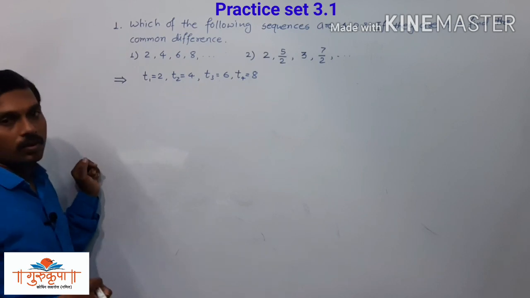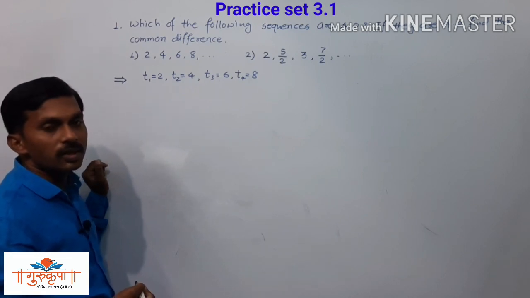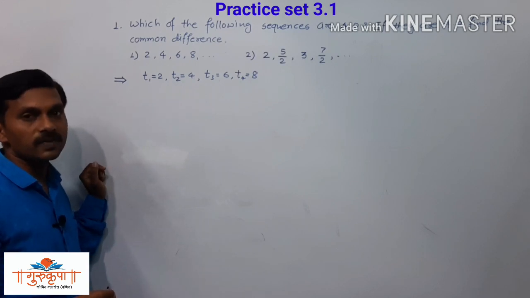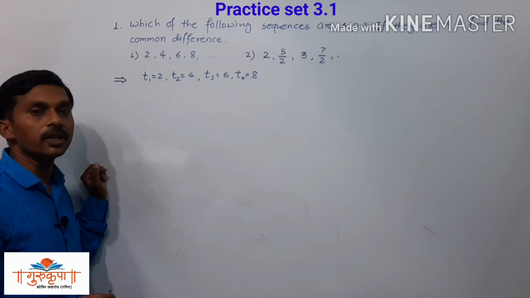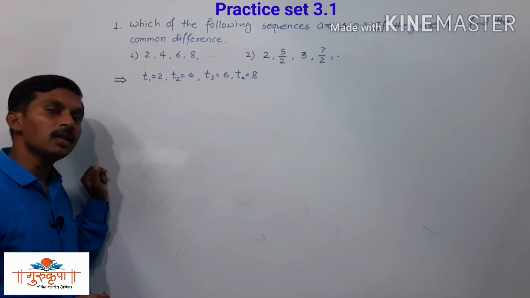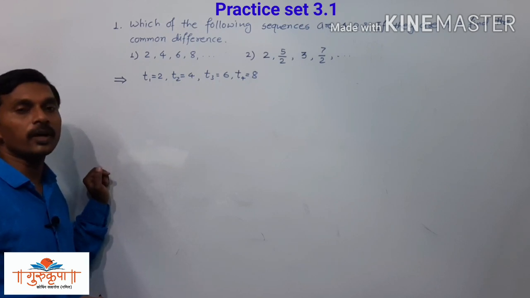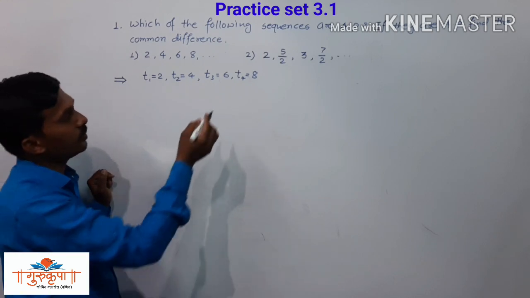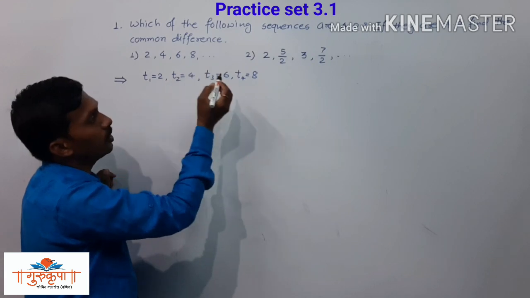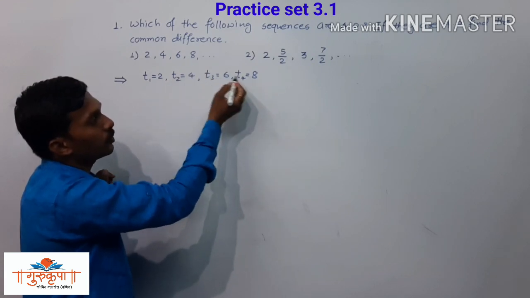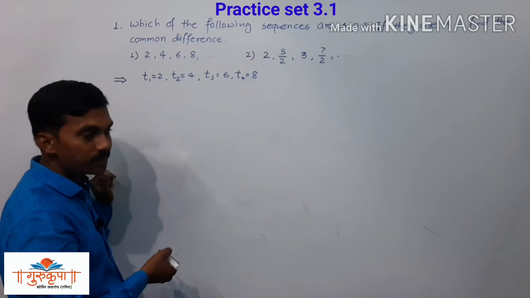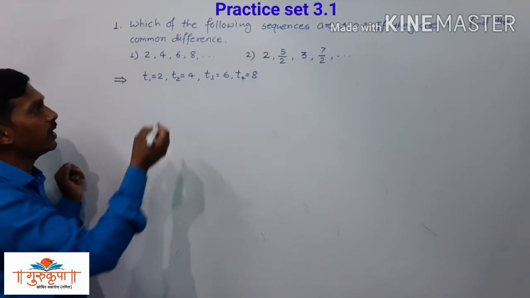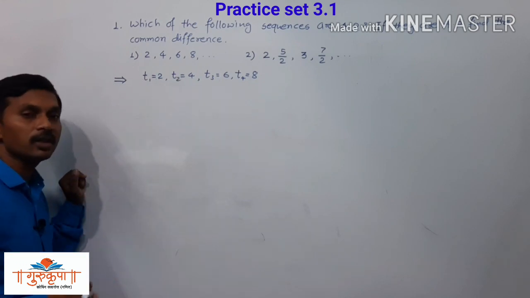Now all of you know that a sequence is said to be an arithmetic progression, or AP, if the common difference between any 2 consecutive terms is the same. So here we have to find the common difference between each and every consecutive term. We will start from the last term, that is T4. First we will take the difference T4 minus T3, then the difference between T3 and T2, then the difference between T2 and T1.